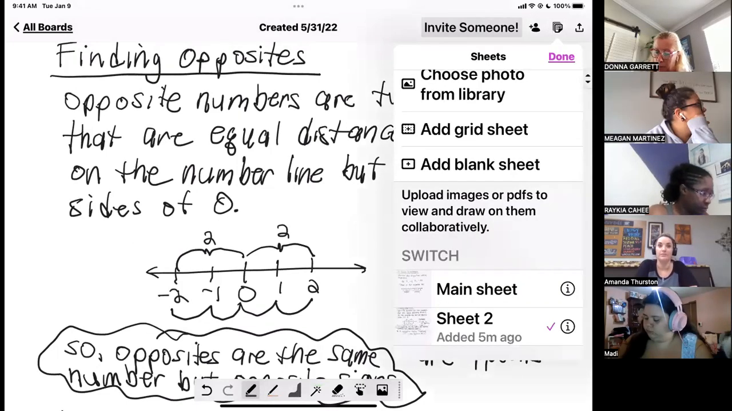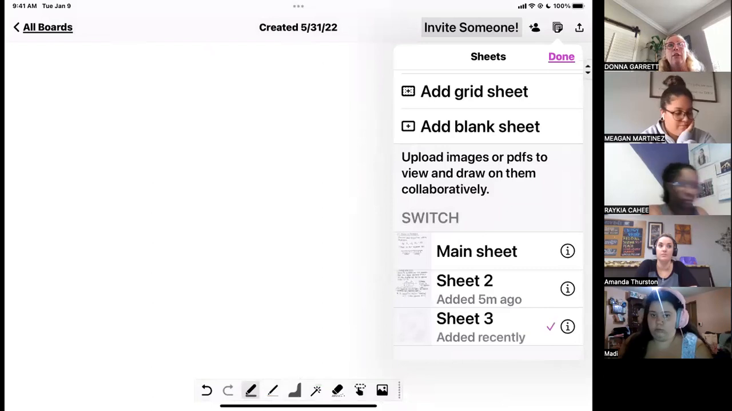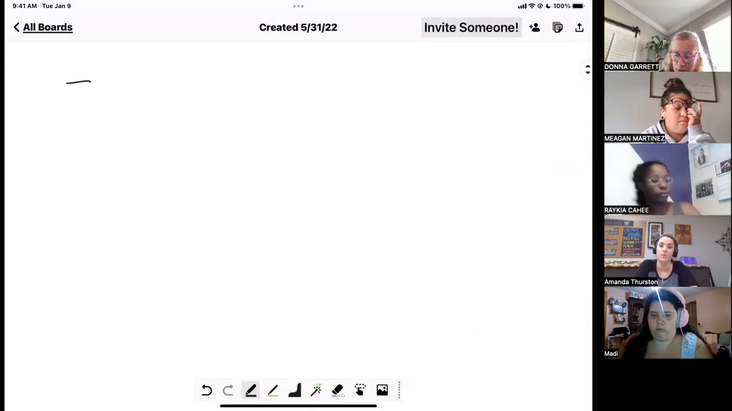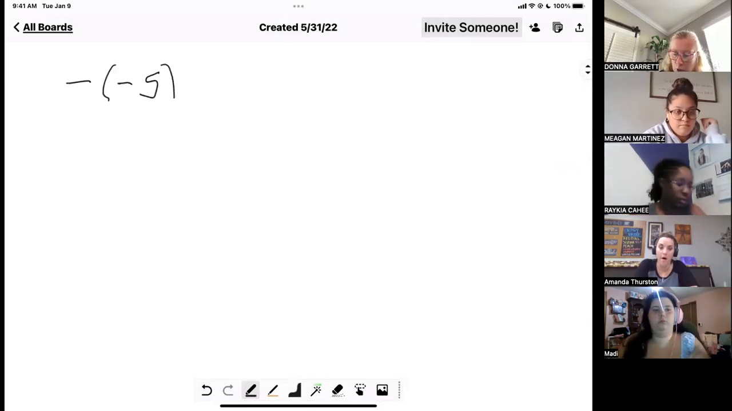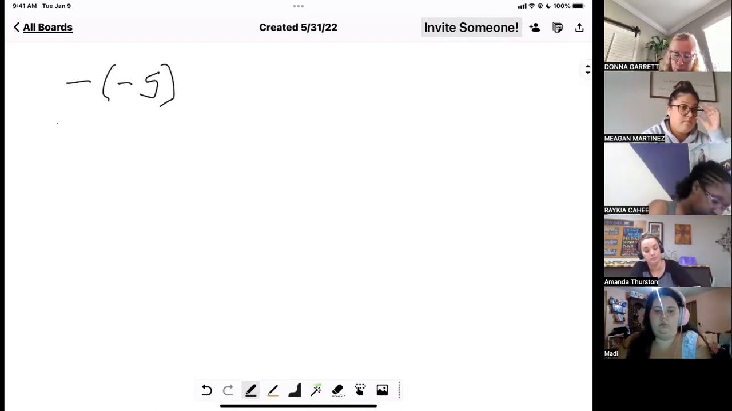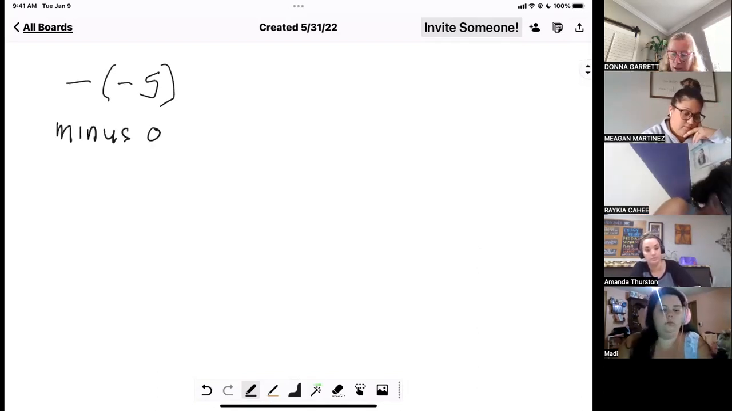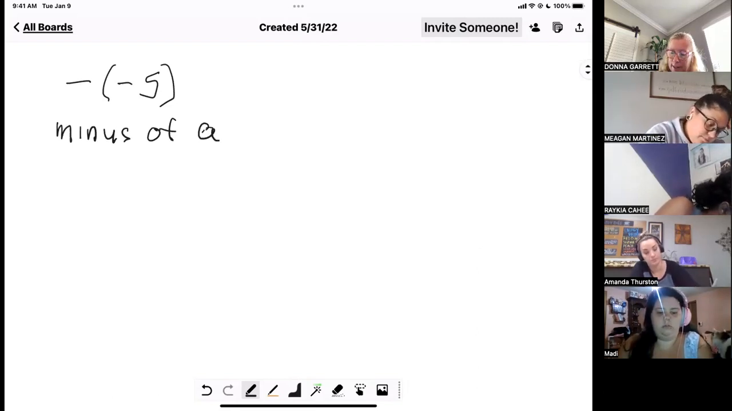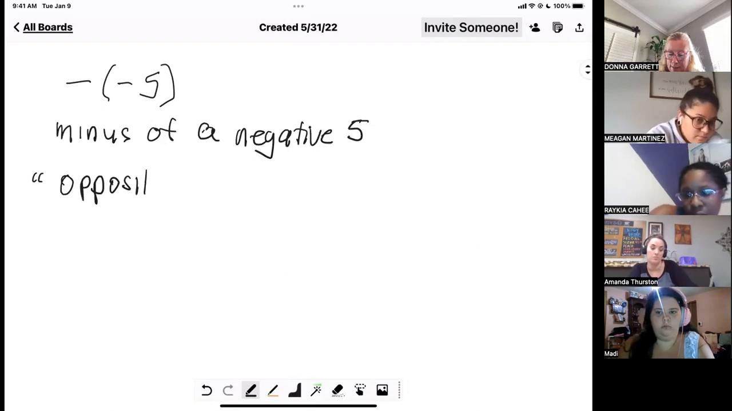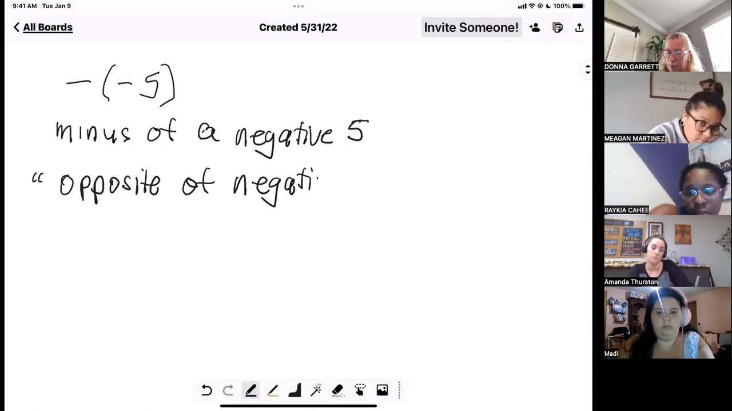So I'm adding. Okay, so if you can think that way as being opposite, look at this one. Opposite, negative. So a minus of a -5. You can think of it this way: it's a minus of a -5. But I like to think of it as the opposite of -5.